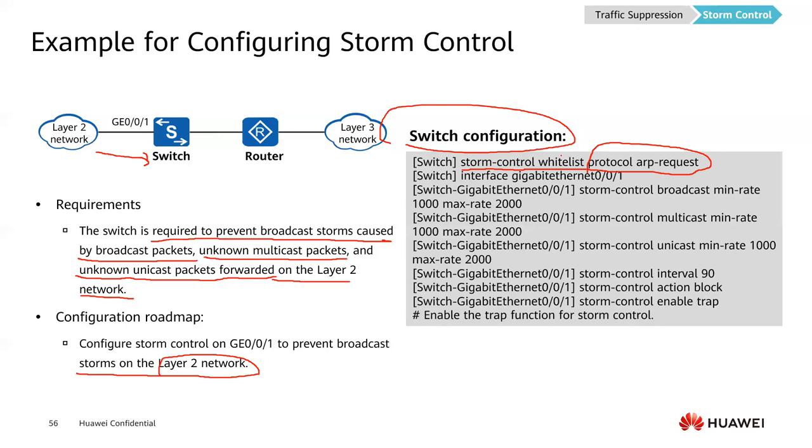And then in this interface, you need to set broadcast, multicast, and unicast to a different rate. And you need to set the interval, it means the detection interval, and set the action, it is block. It means it will block this interface. This interface cannot forward traffic, but it will not be error-down. So you will find that we do not configure the error-down command.